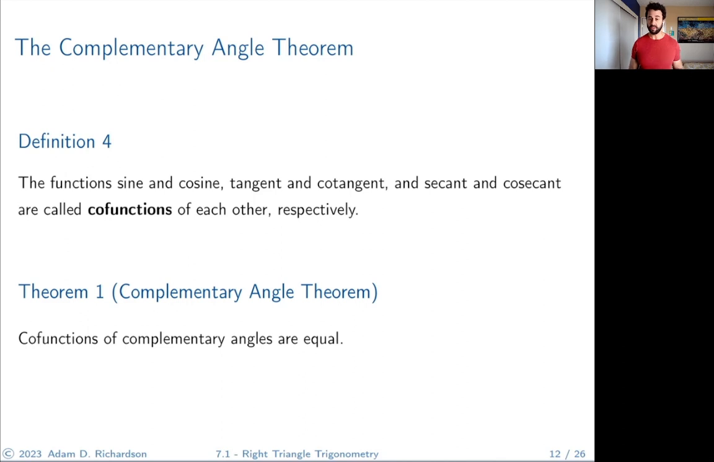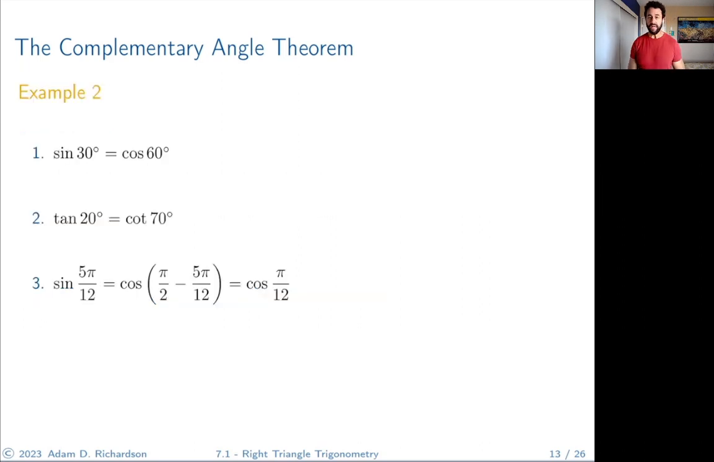The complementary angle theorem is pretty much what I was just pointing out on the previous slide, which is that co-functions of complementary angles are equal. So let's see an example here. For example, sine of 30 degrees is cosine of 60 degrees. Those two values are equal, they're the same. Or tangent of 20 degrees equals cotangent of 70 degrees. Those two values are equal because those are co-functions of one another.